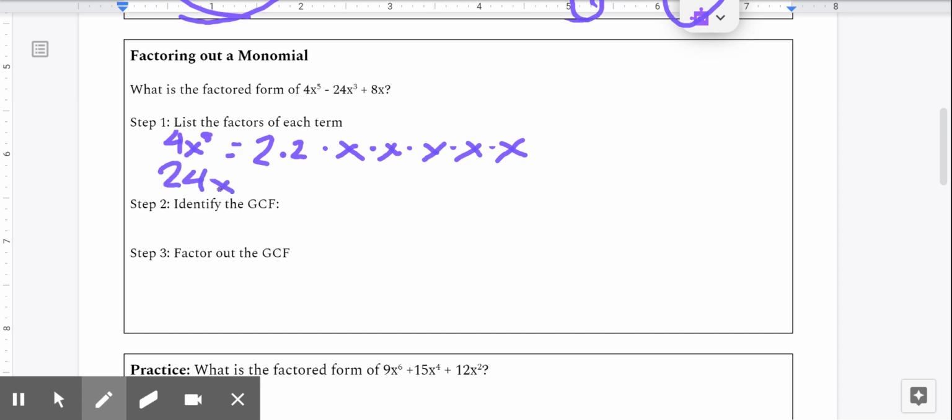24x cubed, negative 24x cubed is really negative 1, and then I would think of this as 3 times 8. 24 is the same as 3 times 8. But instead of 8, we need to break 8 down into its factors. And 8 is really the same as 2 times 2 times 2, right? 2 times 2 is 4, times 2 again is 8. So I'm breaking that 8 down into its factors, and we have 3 x's here.